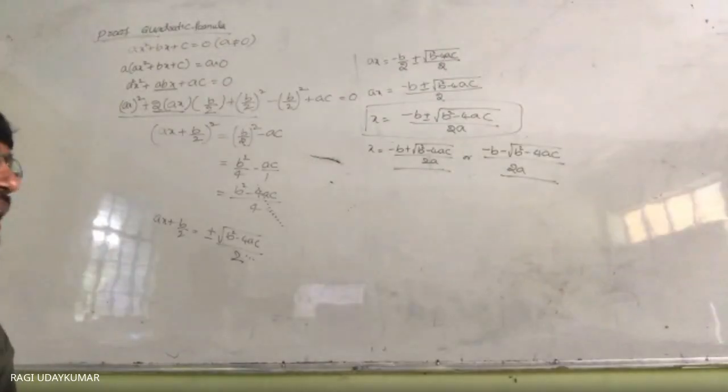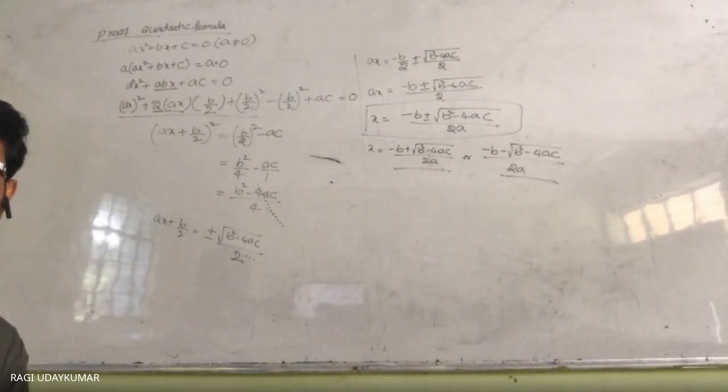Sir, the board is blurred. Sir, where b square minus 4ac is greater or equal to 0? It should be greater than or equal to 0. In case if it is equal to 0, the roots are real and equal roots, that we are going to learn in the next class. Means in the coming class we are going to learn. So don't worry about that.